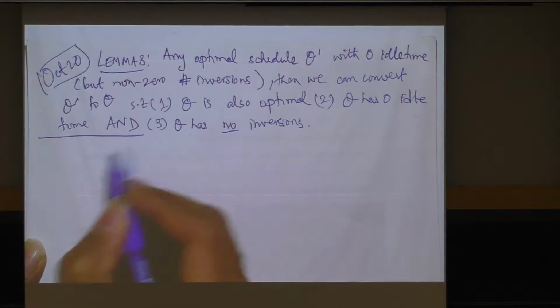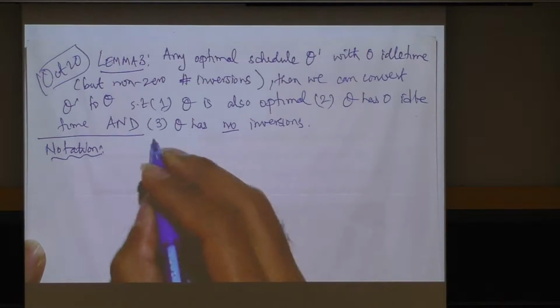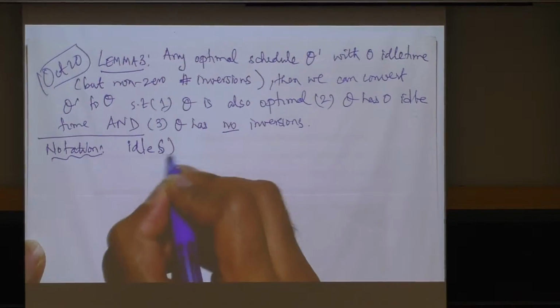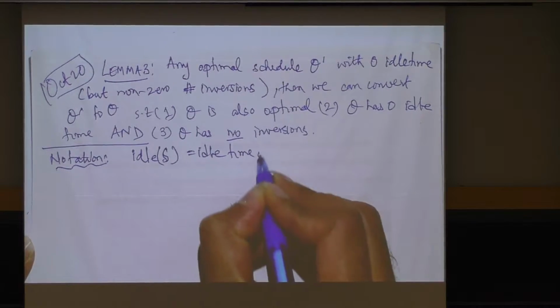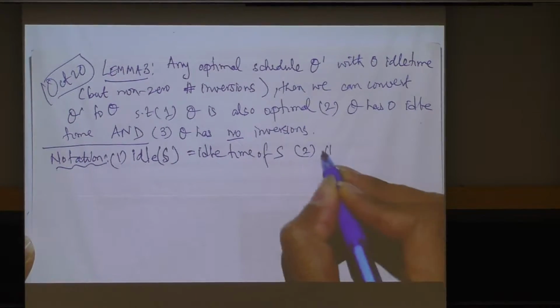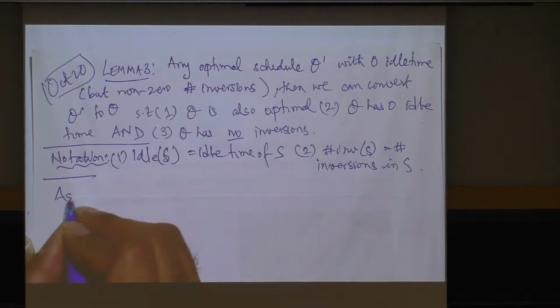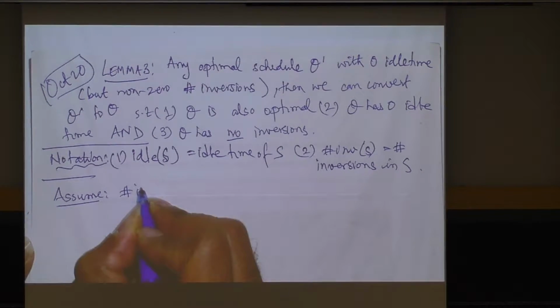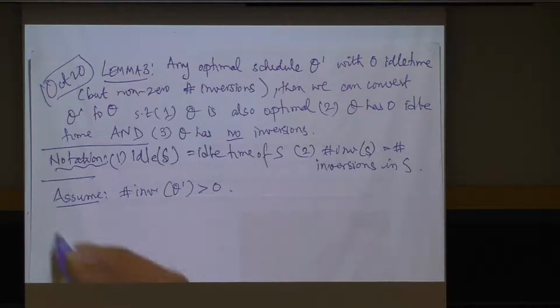So to make my life simpler, I'm just going to introduce some simple notation. I don't think the book does it, so this is just for the class. So given a schedule S, I'll denote idle of S to be the idle time of S. And second, I'm just going to use hash inv of S to denote number of inversions in S. And to begin with, we're going to assume that the number of inversions in O prime is strictly bigger than 0, because if it's already 0, we are done. We have our optimal schedule with 0 idle time and 0 number of inversions.